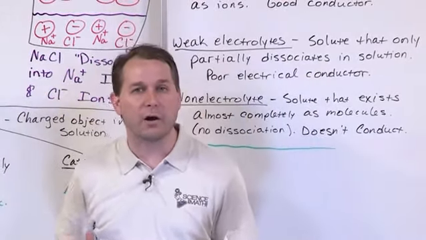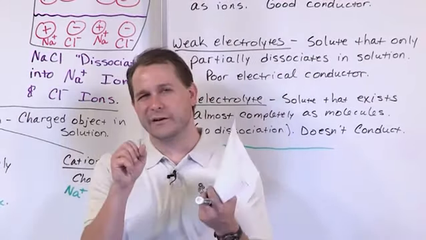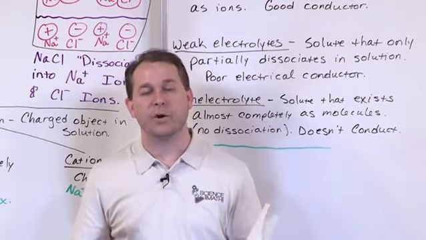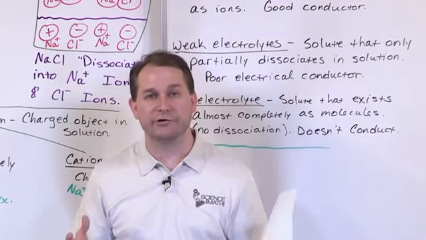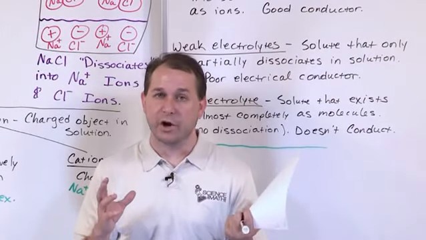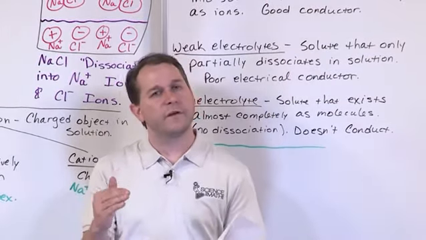We call that a strong electrolyte. Or it's going to just break down a little bit, not so well. We're going to call that a weak electrolyte. Or it's not going to break down at all, like sugar. Even though it dissolves, it doesn't actually break into ions. And that's going to be called a non-electrolyte. So those are the three main classes.